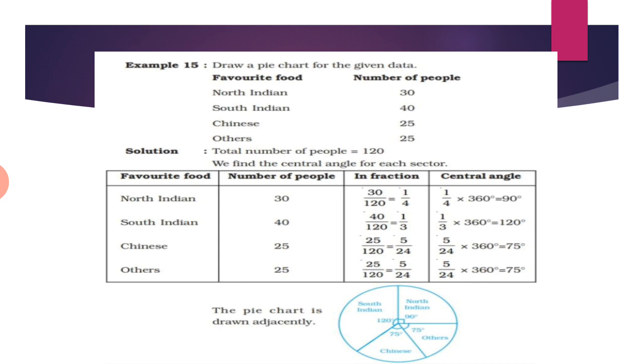Now you will begin with any one. The first one is always better. Make North Indian first. Make a radius, any radius anywhere. Put the protractor on the radius and draw a 90 degree.